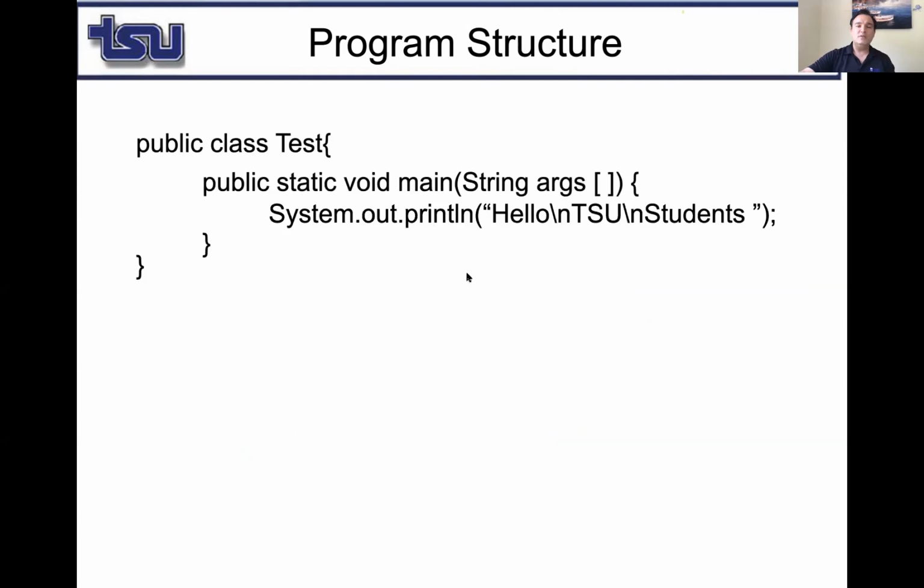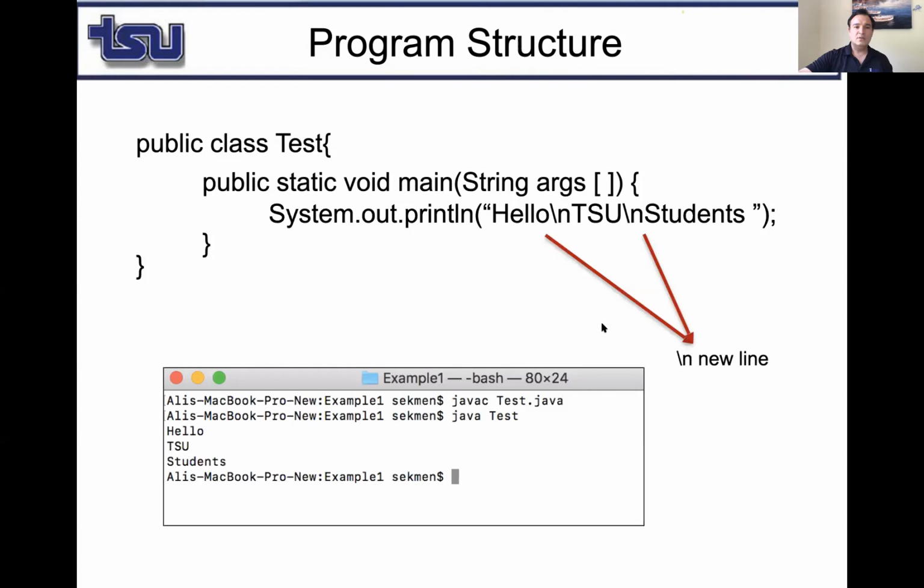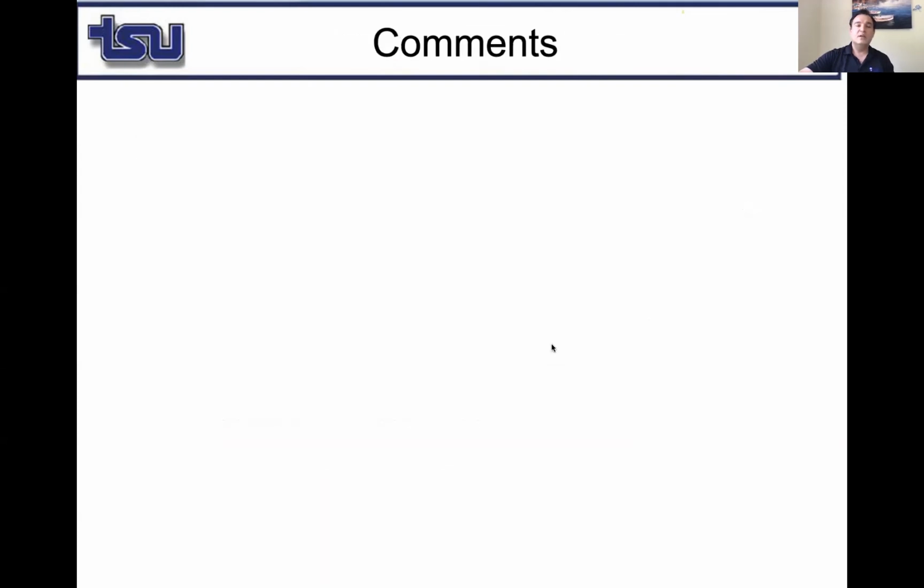How about this one? This is pretty easy. It will print hello, it will go to the next line, print TSU, next line, students. So hello, TSU students. Why do I have a next line after students? Because of this ln. Why do I go to the next line after hello? Because of this n. And the reason that I go to the next line before students is this backslash n.